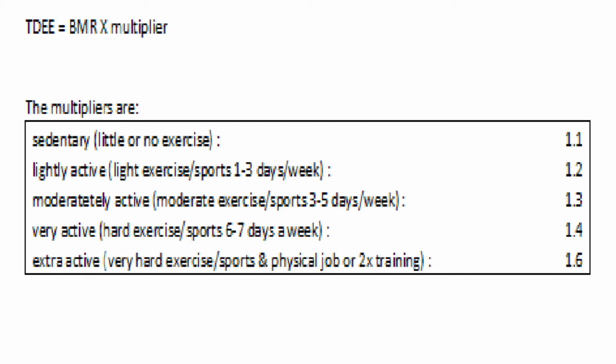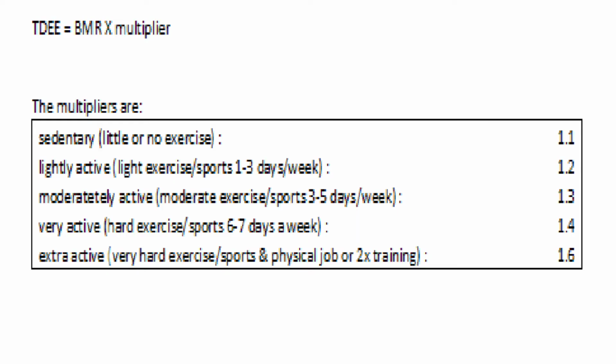The very active ones are the ones who do 6 to 7 days of exercise a week, with a multiplier of 1.4. Then extra active is for those athletes with a physical job, who train twice as much as a normal person, and the multiplier is 1.6.